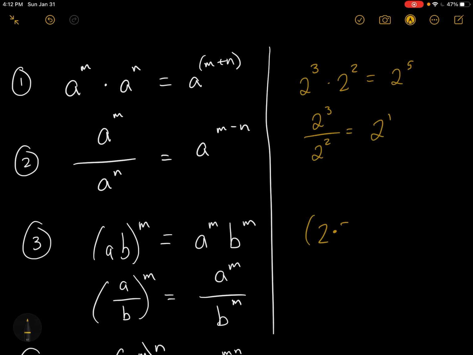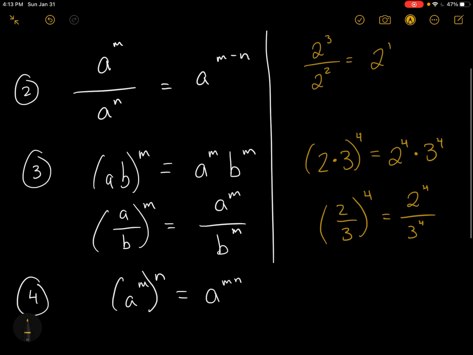In this case, if we have 2 times 3 to the, let's say, fourth power, this would be 2 to the fourth times 3 to the fourth. Similar situation, again just divide this time. Again, 2 to the fourth, and this time 3 to the fourth is on the bottom. And then a last thing here, 2 to the third, and then 4 on the outside. In this case, this would be 2 to the 12th, not 2 to the 7th.